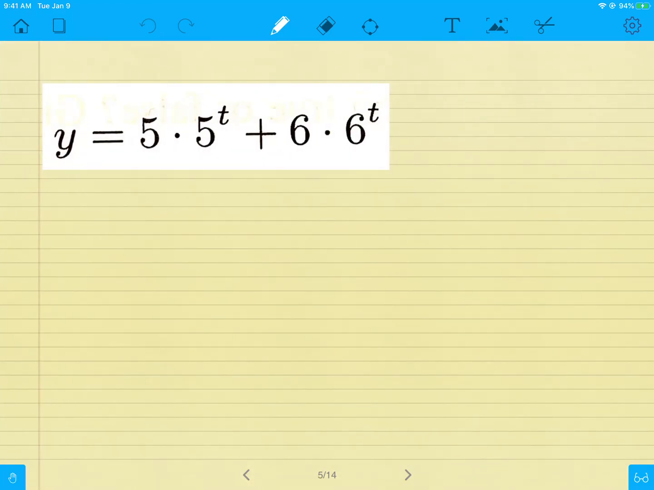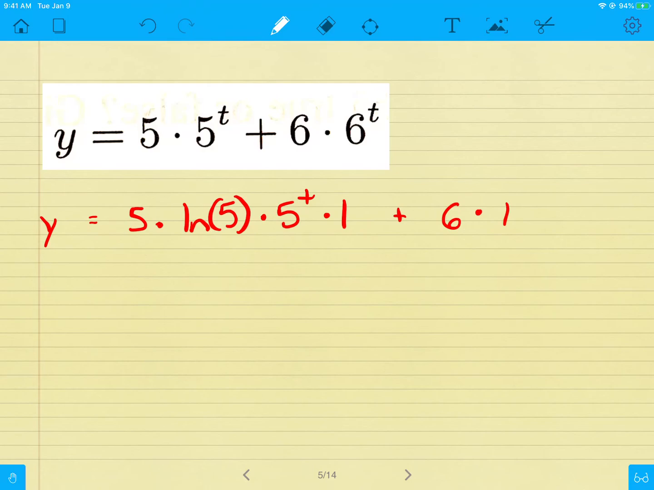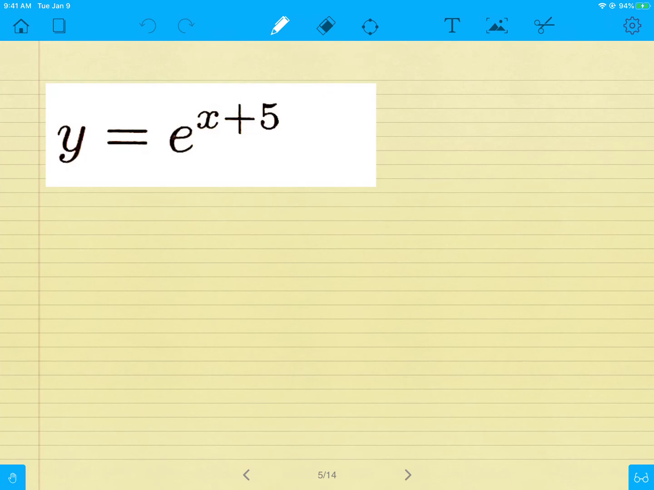I picked out a different exponential problem. Still a sum and difference rule. We ignore the 5 out front. It's the natural log of the base times the exponent itself times the derivative of the power. The derivative of t is just 1. And then the plus sign. We ignore the 6. The natural log of the base times the actual exponential times the derivative of the power. So there you go. Not too difficult on that one.